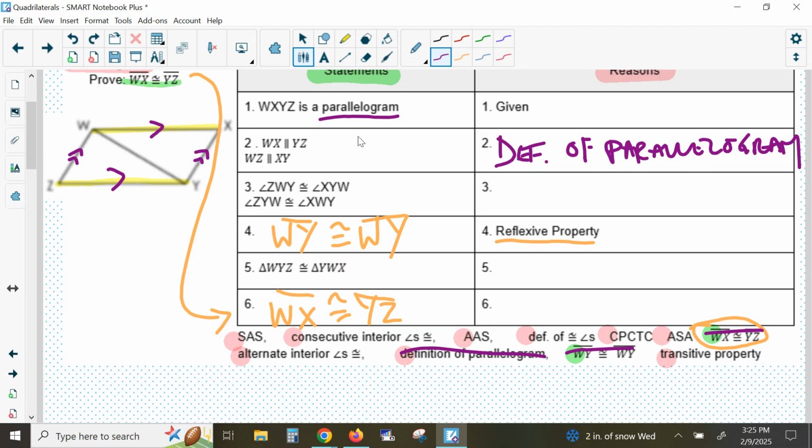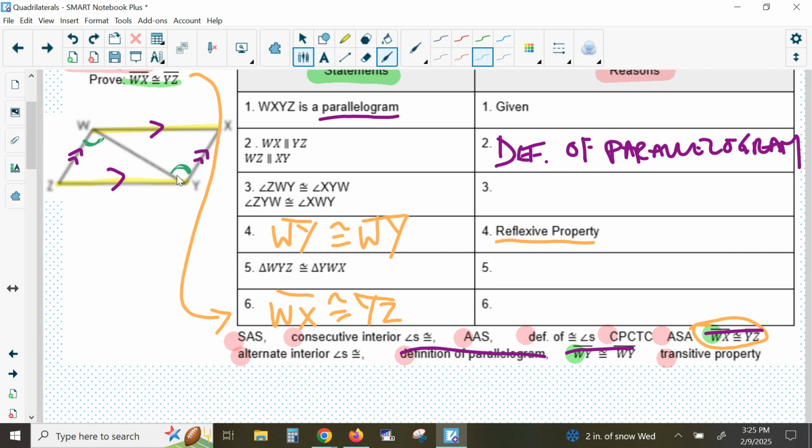So let's find that angle in our picture. Z to W to Y. So we're talking about this little angle up here is congruent to X to Y to W. So that's this guy right here. Okay, so that's my green guys.